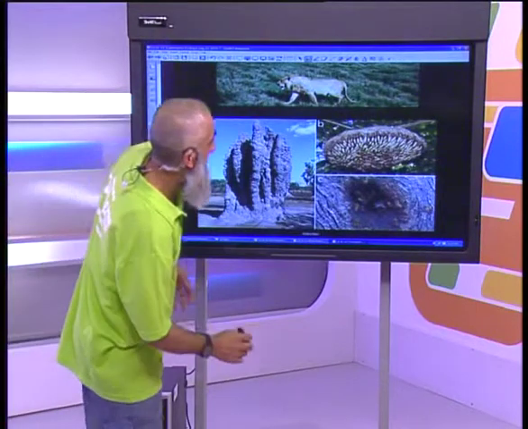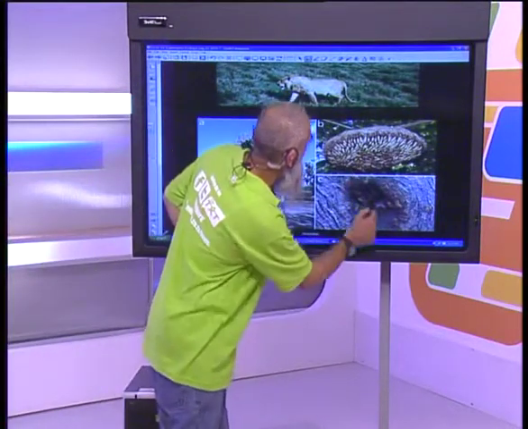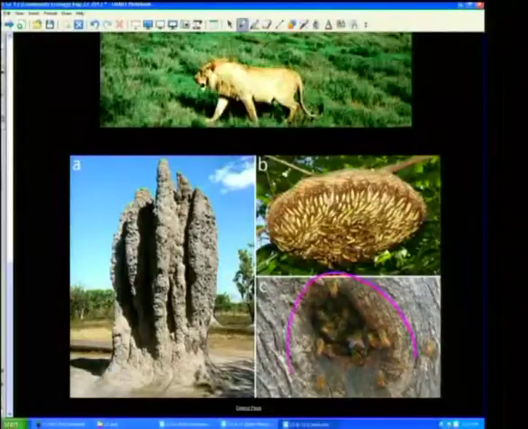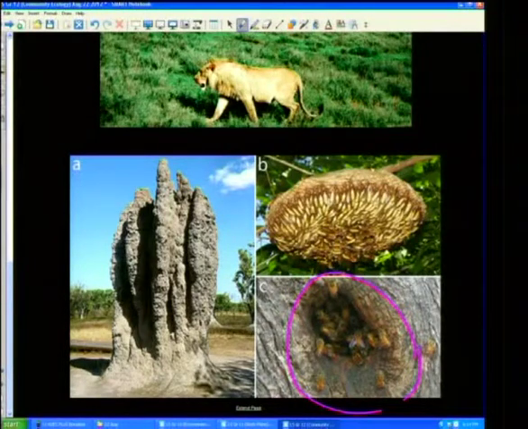Okay, here we're looking at the different social structures. Here we have the bees in a colony. We're going to look at this particular one. We're going to zoom into that one there. The bees in a colony here.